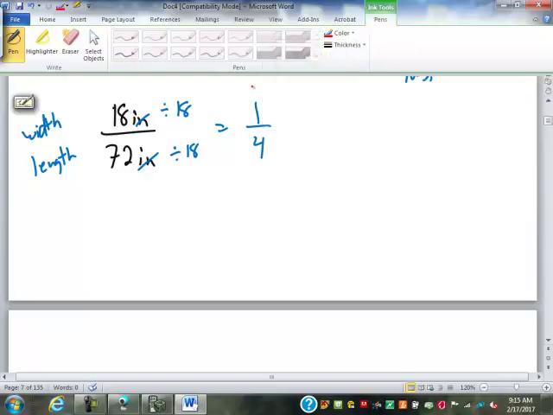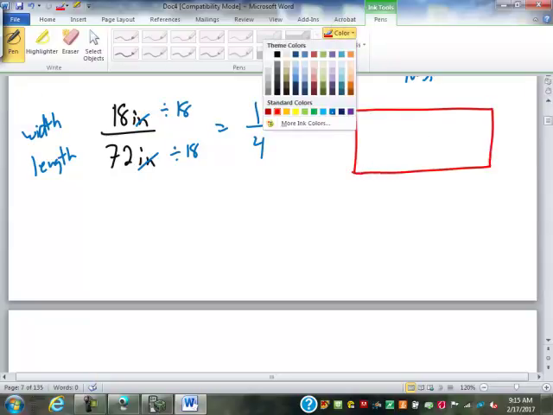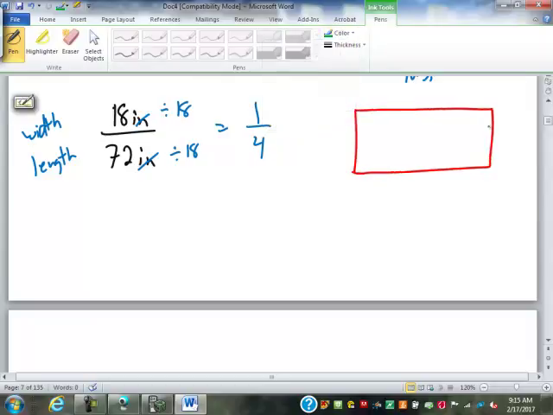You'll notice there are no units here. So you might ask, well, what is that? Well, it really doesn't matter what the units are. It's 1 unit to 4 of the same units. So it doesn't matter whether I have 1 inch of width compared to every 4 inches of length, or 1 foot of width compared to 4 feet of length. For whatever unit I'm measuring the width in, there will be 4 times that many units in the length.